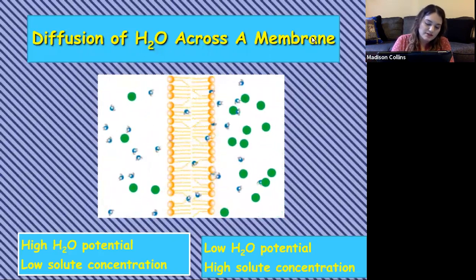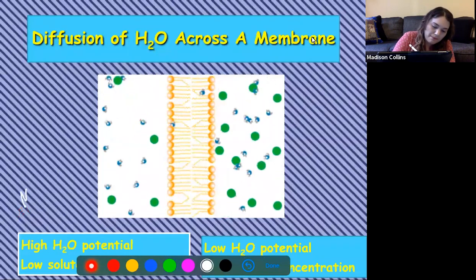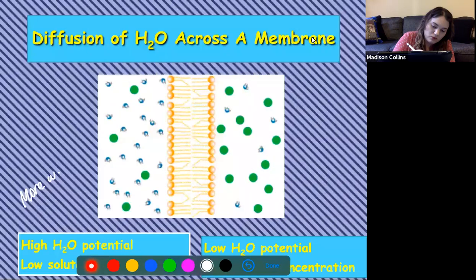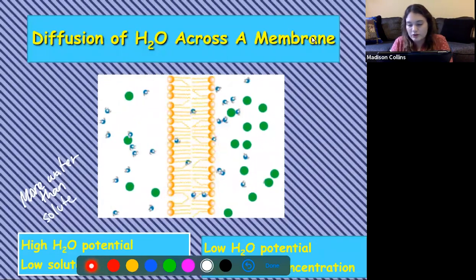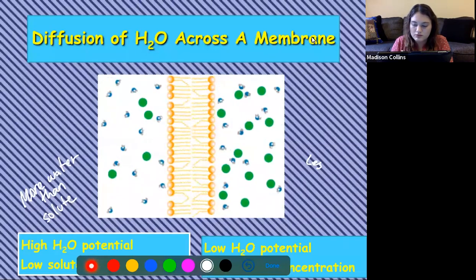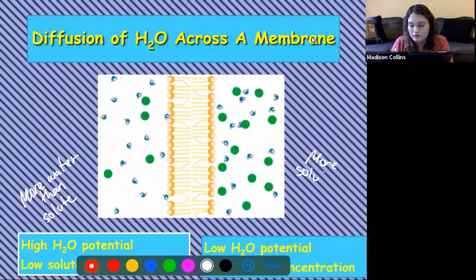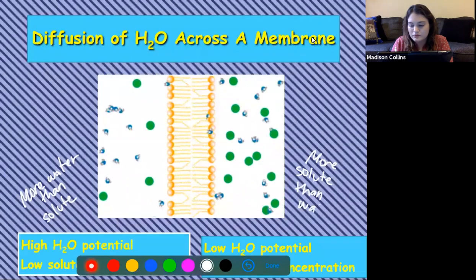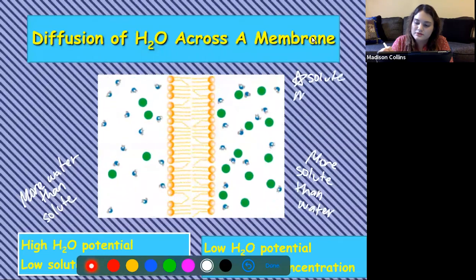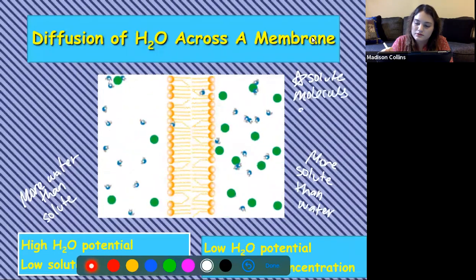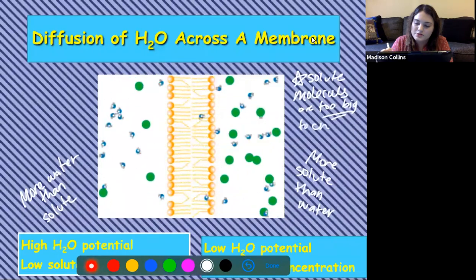Right, so on this left side, we have more water. I'm gonna write that in white. More water than solute. And over here, we have more solute than water. Okay, but the solute molecules are too big to cross the membrane.